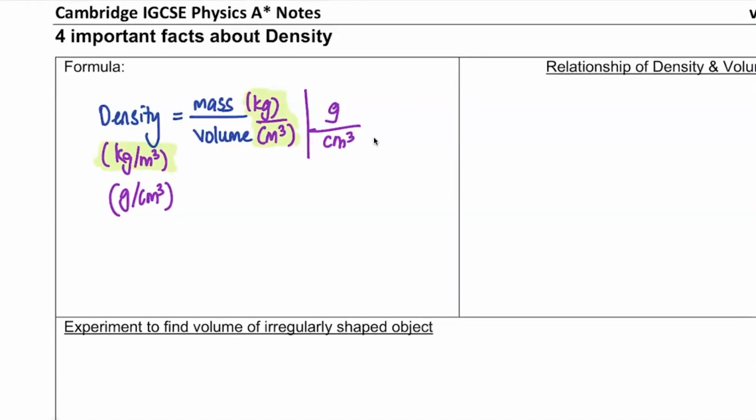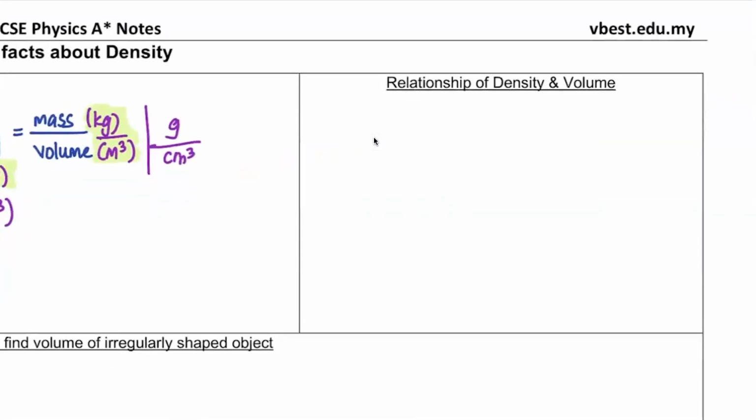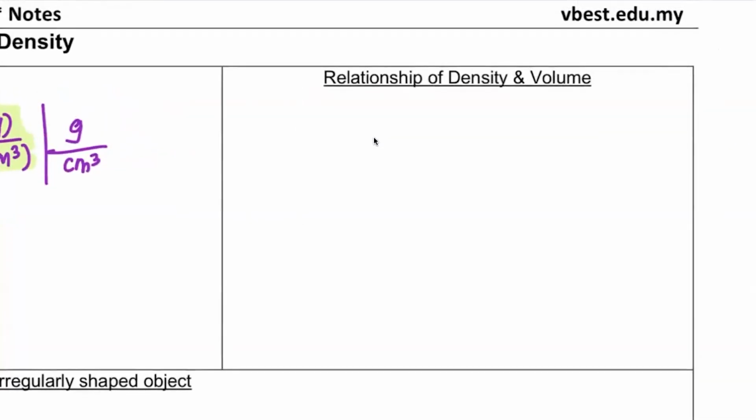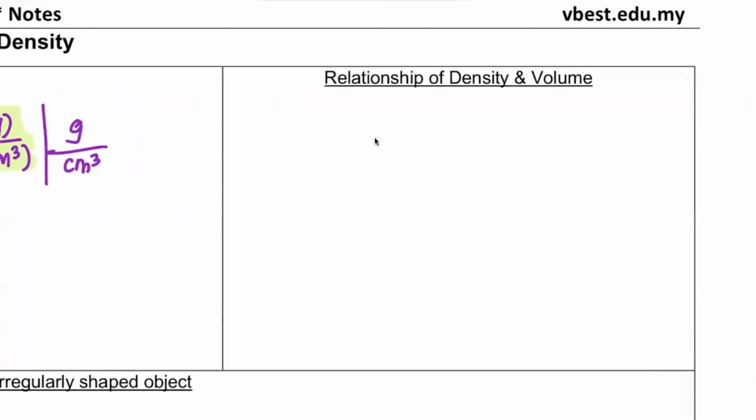Okay, now after we already know density equals mass over volume, we're going to talk about the relationship between density and volume. A common misunderstanding here is that students normally think that density is equal to mass. Meaning, oh, if the mass is very big, the density is very high. No, density does not relate to mass. How do I say so? Density is referring to how close the particles are in a volume.